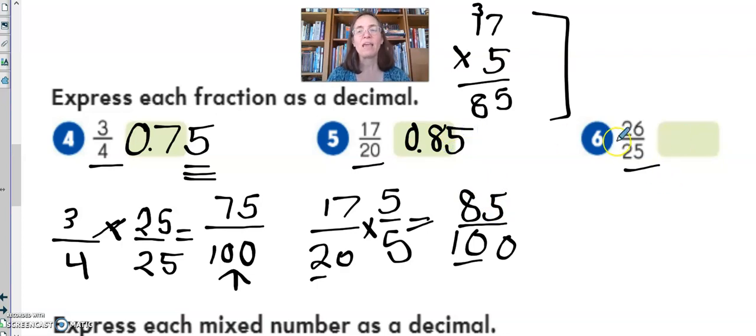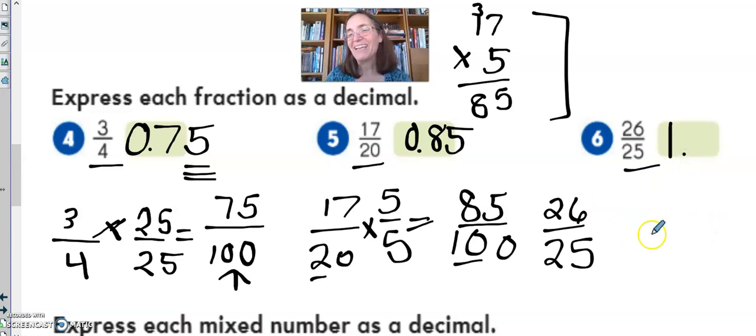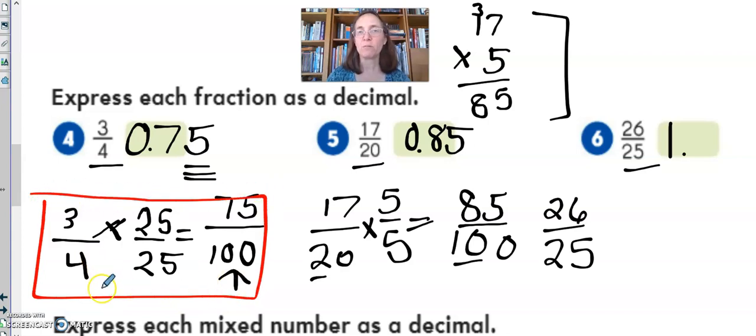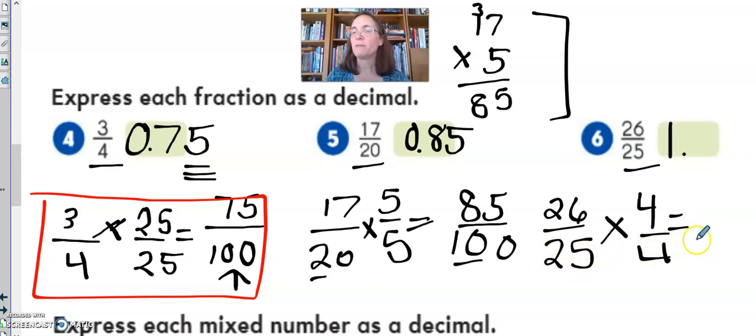And what about over here? 26 25ths. Well, first of all, I'm noticing as I write this down that this is an improper fraction. So I'm predicting right now that I'm going to have a 1. Let's see if I'm right. Now, I'm also thinking about this problem over here when we saw that there were 4 25s in 100, 4 groups of 25. So I'm going to use that to say, well, I'm going to have to multiply 26 25ths by 4/4 to get the denominator to be compatible with my place value system. So 25 times 4 is 100.